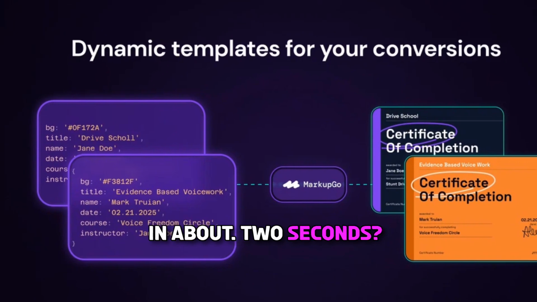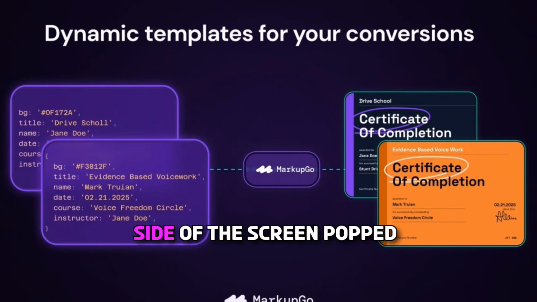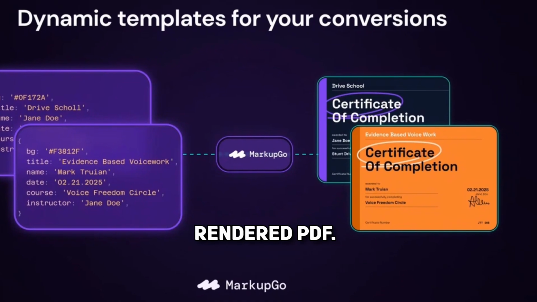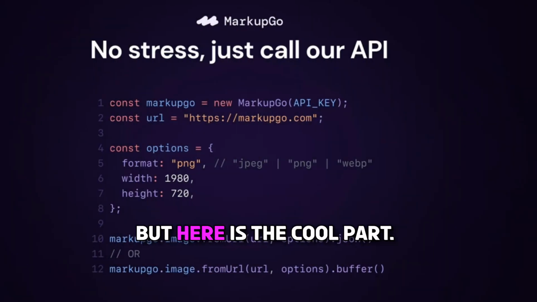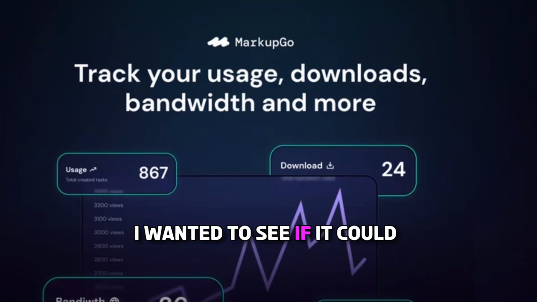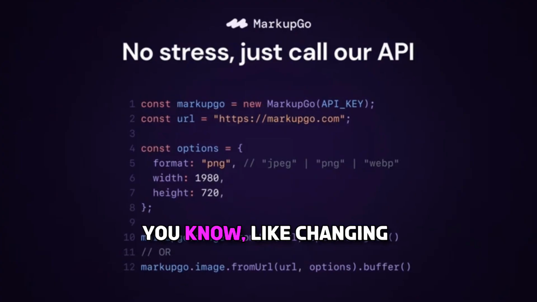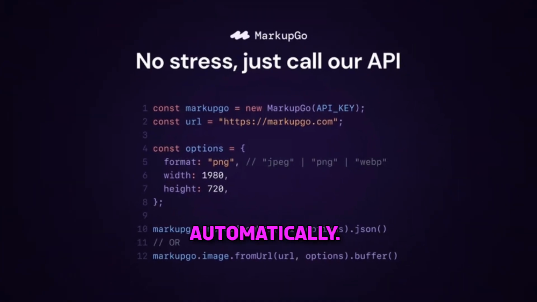In about 2 seconds, maybe 3, the right side of the screen popped up with a perfectly rendered PDF. The fonts looked crisp. The logo wasn't pixelated. But here's the cool part. I wanted to see if it could handle dynamic data, like changing the client name automatically.